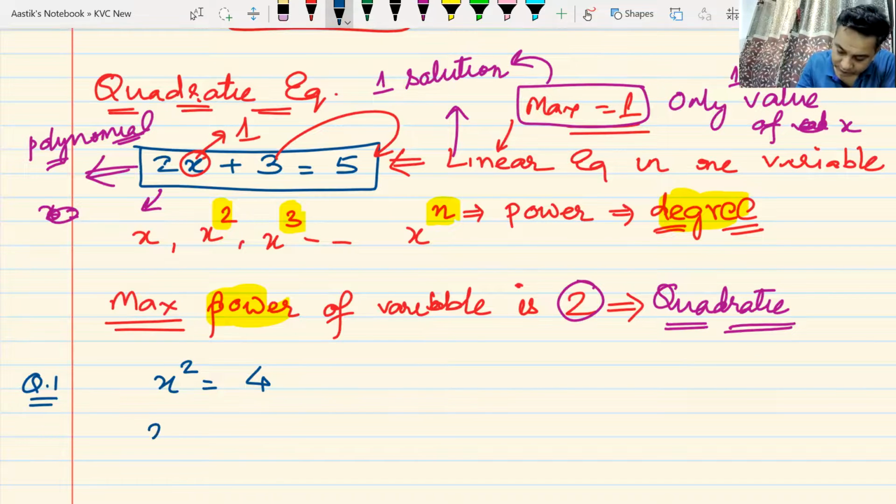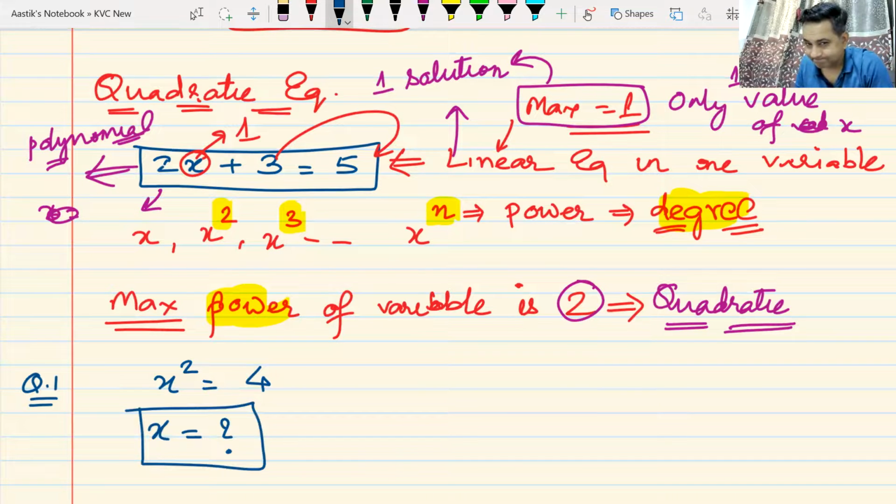Sir, 2. What is the value of x? 2, sir. How many values of x? Only one value, which is 2? Yes, sir, one value. No, sir, there is more than one. Anu is saying the right answer.